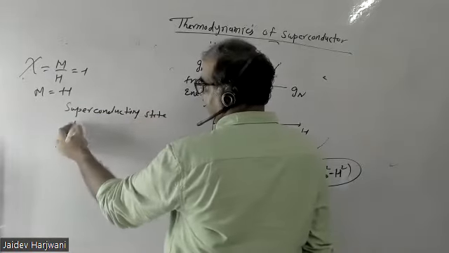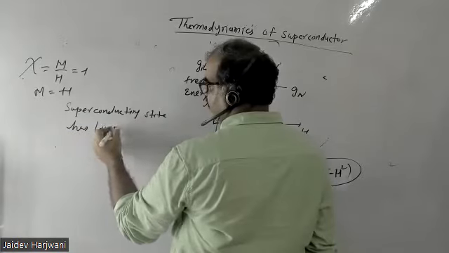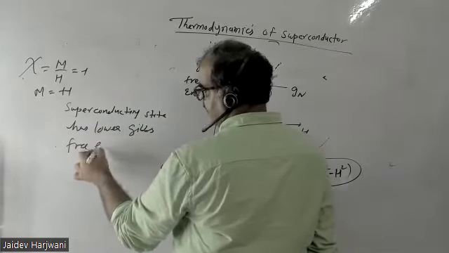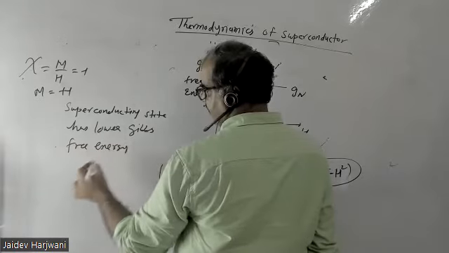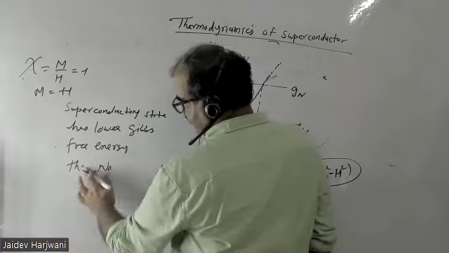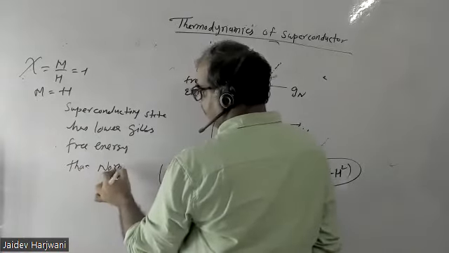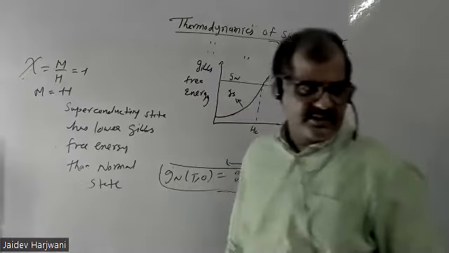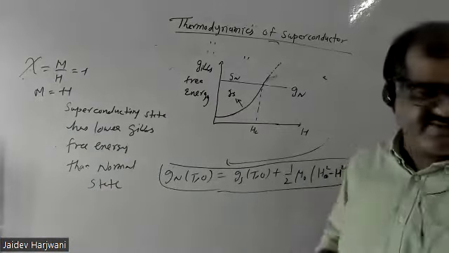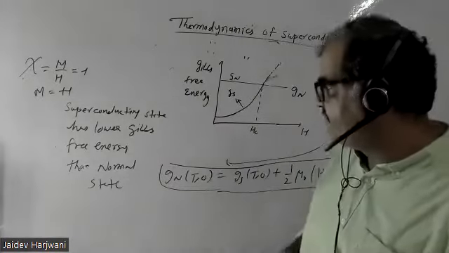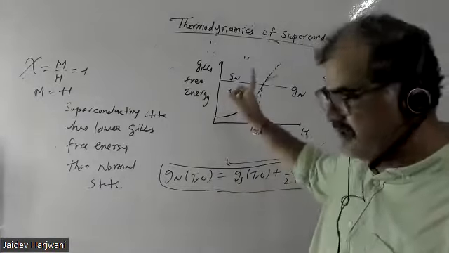Superconducting state has lower Gibbs free energy than normal state. Okay, these facts are asked in exams in the form of questions: which of the following statements is true? So the Gibbs free energy of the superconducting state is lower than the normal state.